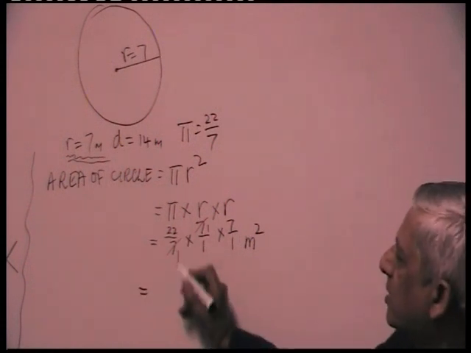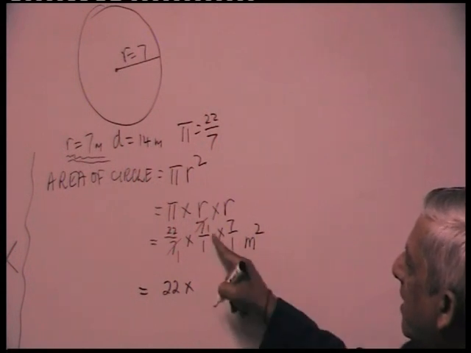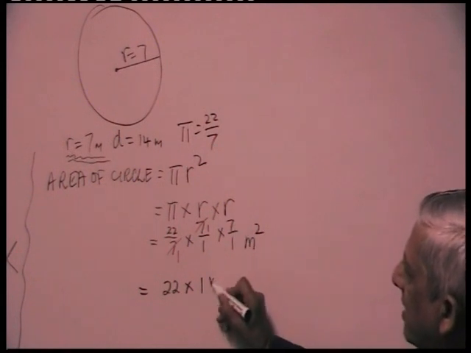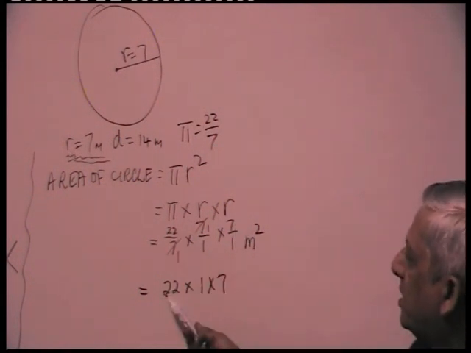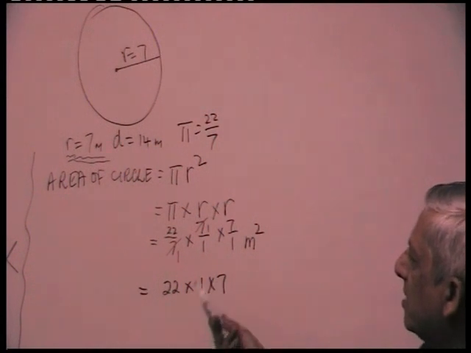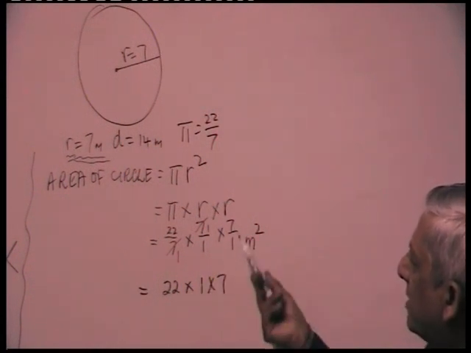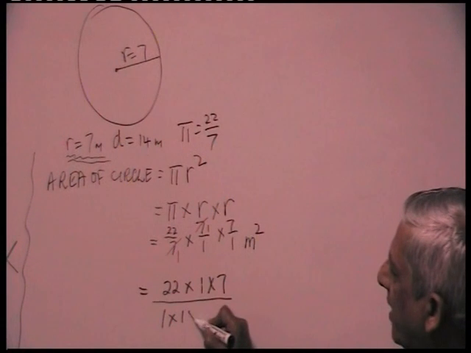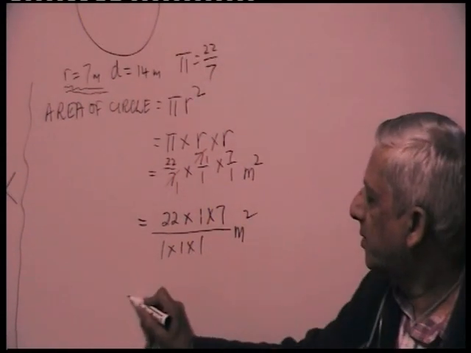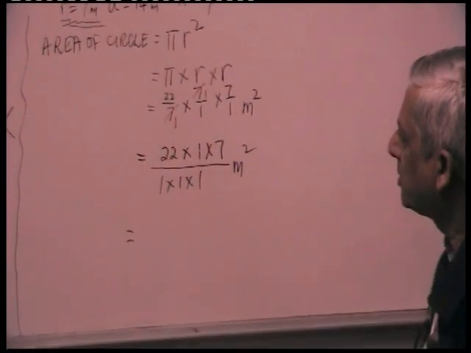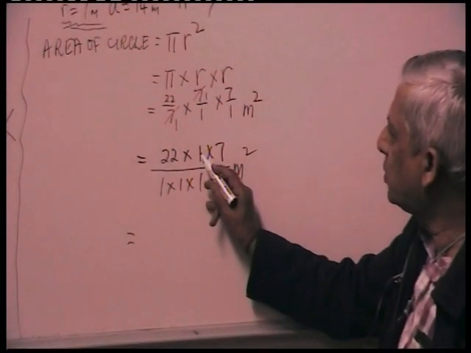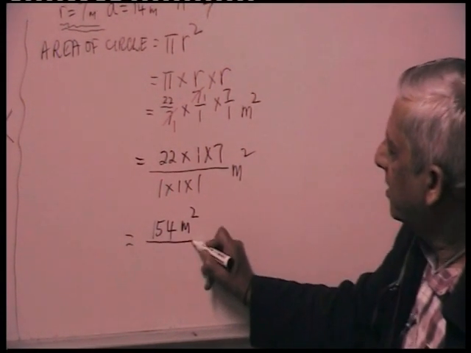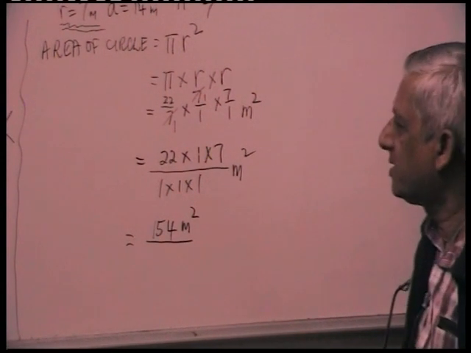What we have left over here is 22 times 1 times 7, all over 1 times 1 times 1. Now 22 times 1 is 22, and then 22 times 7 is 154. Right? If I'm too fast for you, just use your calculator.